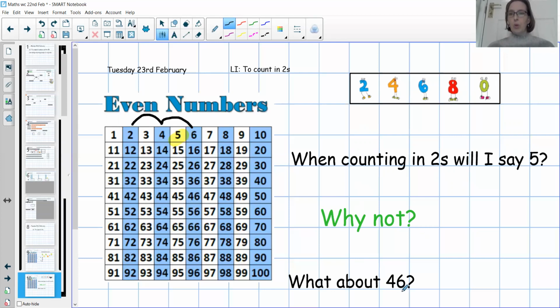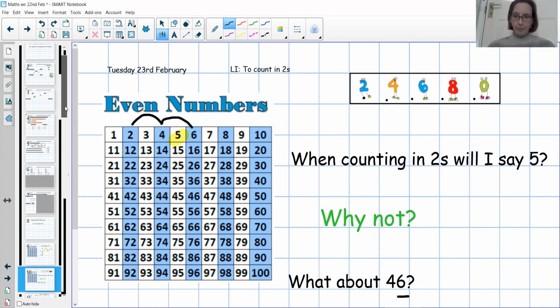What about 46? Now, we could keep going, couldn't we? 2, 4, 6, 8, 10, 12, keep going until we get to 46. But look, there's a quicker way here. We know it's got to end in a 2, a 4, a 6, an 8, or a 0 if we're counting in twos. 46 does end in a 6, so we would say 46 if we kept going and kept counting in twos all the way up to it. Brilliant, well done if you said that.